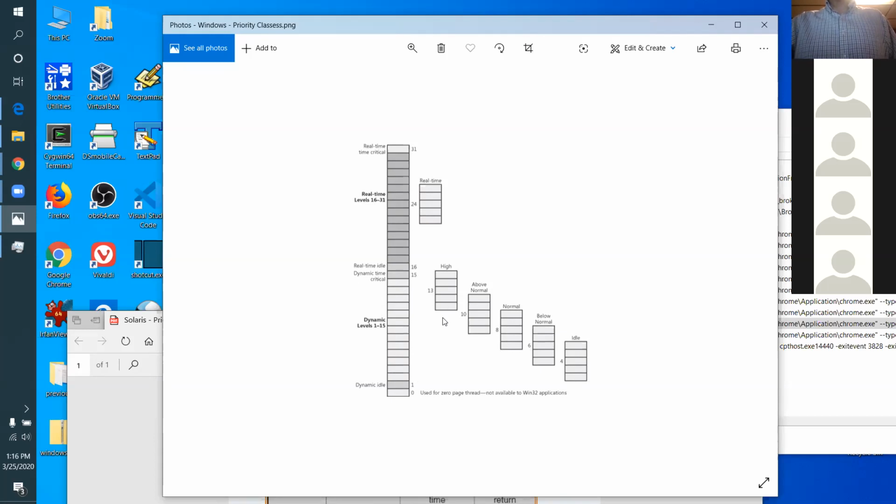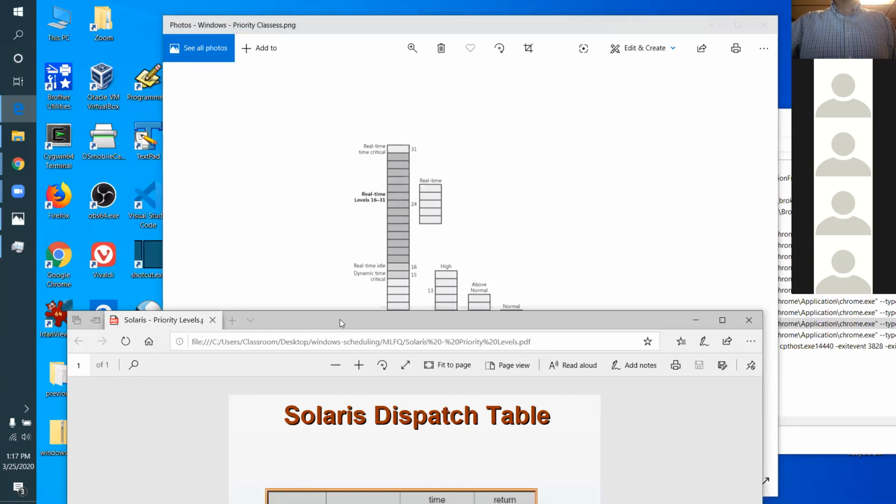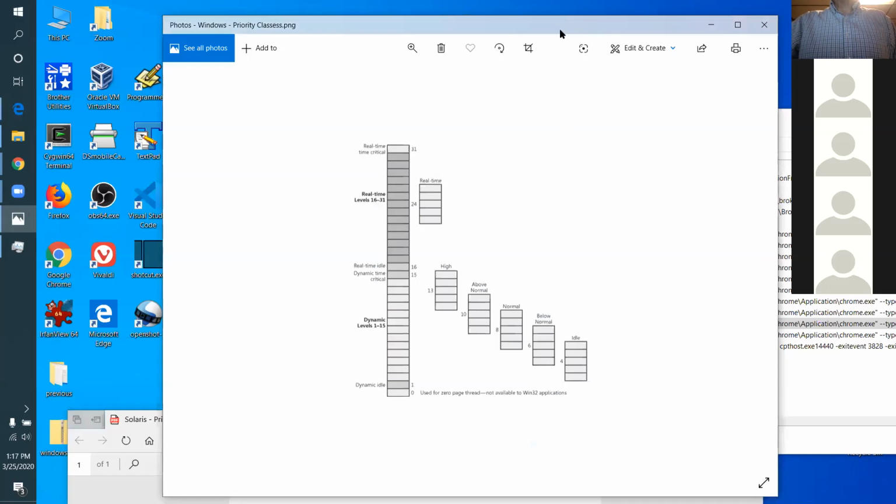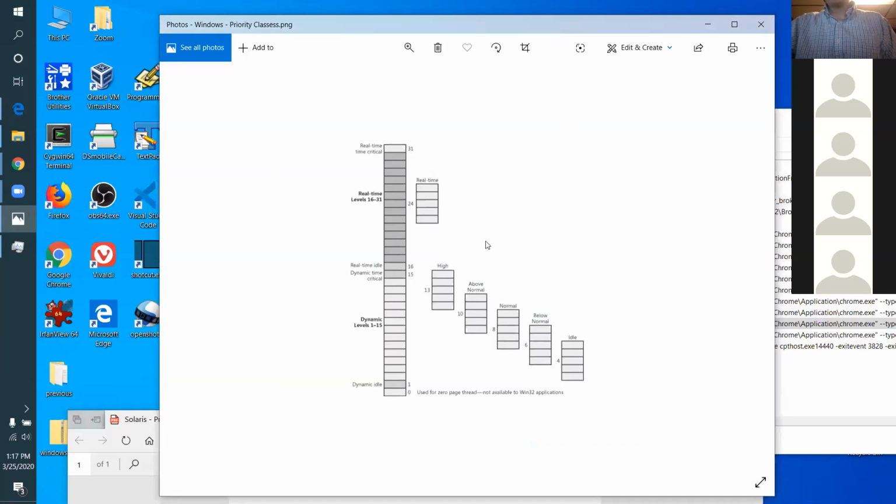Microsoft, as far as I know, doesn't provide much. Maybe I just haven't found it, but they only vaguely describe what happens to the time quantums. Unlike Solaris, which has this table, which shows you real clearly how time quantums work with priorities, which makes it real easy to reason about this. Microsoft's a little bit vaguer about how time quantums work.